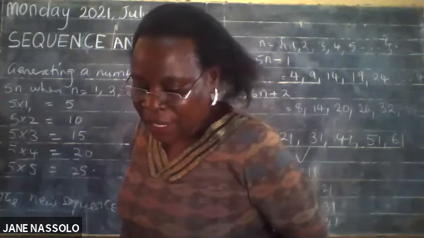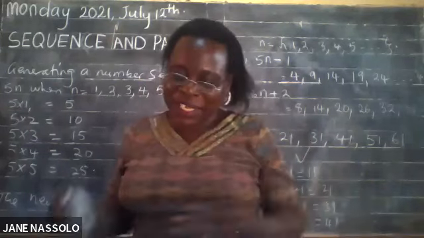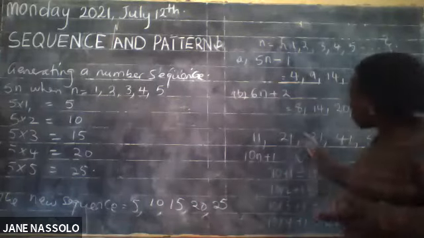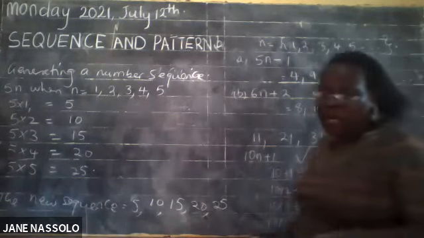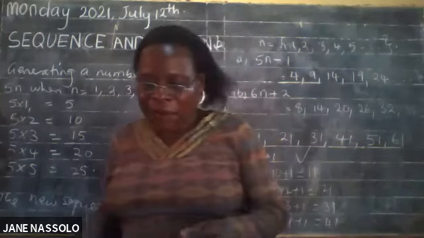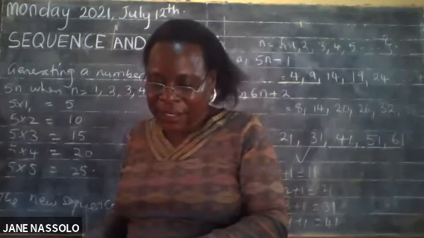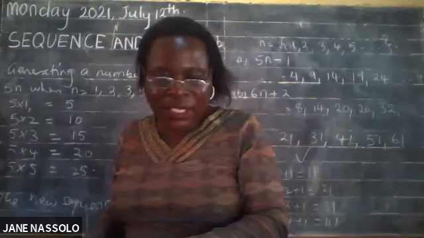Compare your answers with other members in the group. We are working as one group, and we are coming to an agreement that our sequence has the formula 10n plus 1. We now have that exercise. Can somebody tell us what we are supposed to do with this exercise?